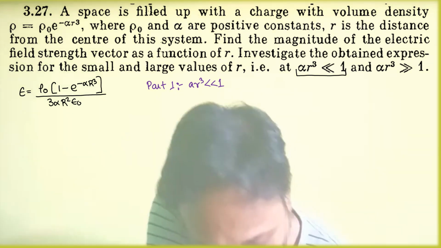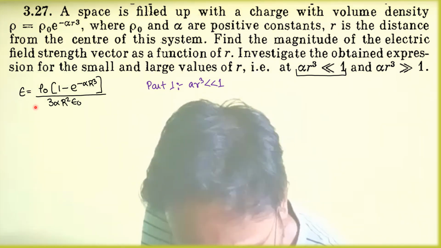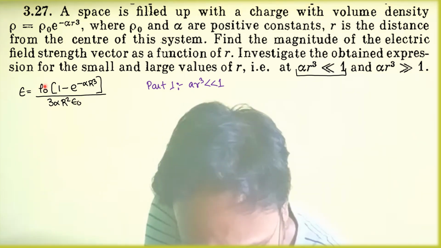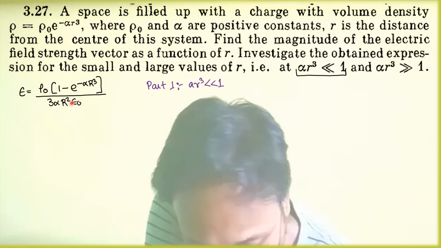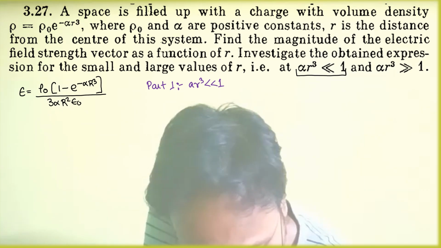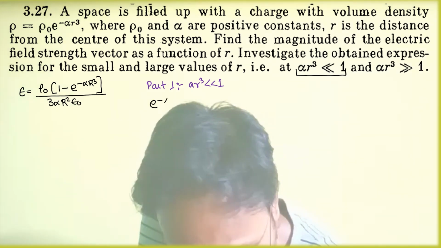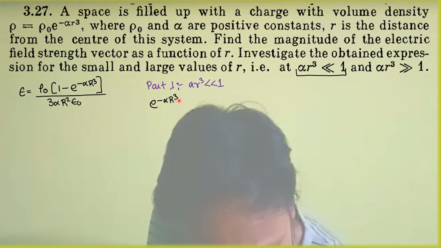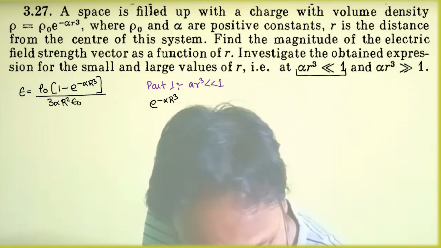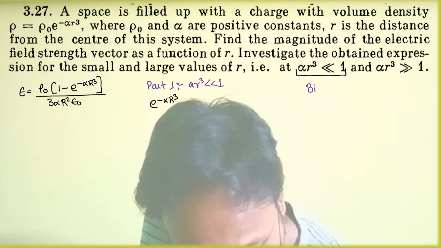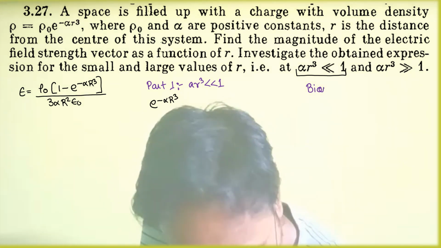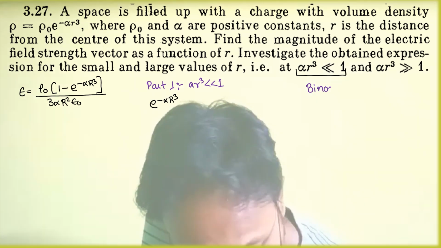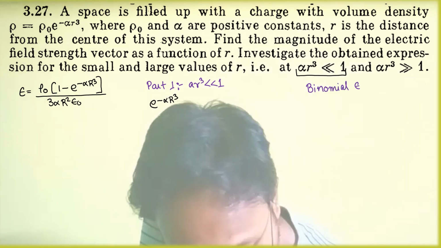Okay, so in this entire term, we just focus on this term. The remaining terms are more or less simple, isn't it? So if I focus on this term, what happens? E to the power minus alpha r cube, and this value of r nearly equals 0. And in mathematics, we have a concept of binomial expansion.